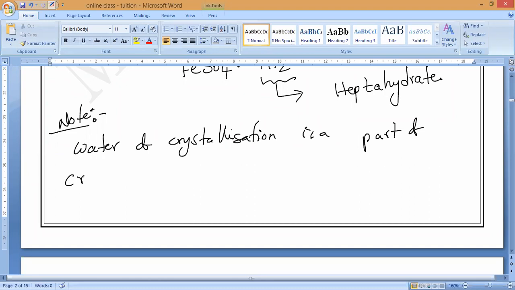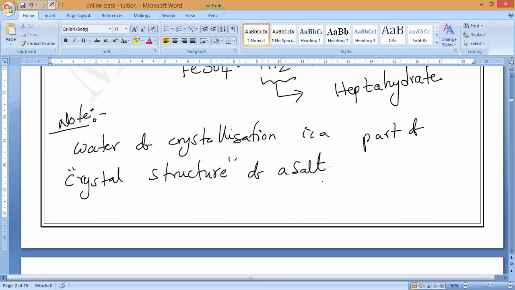Did all of you understand? It is part of the crystal structure. If you want to form these salts in crystal form, they must contain the water of crystallization. So the crystal structure of a salt contains this water of crystallization.